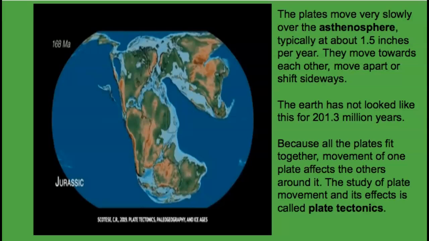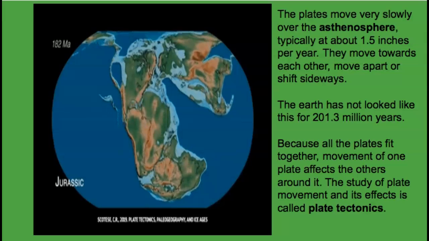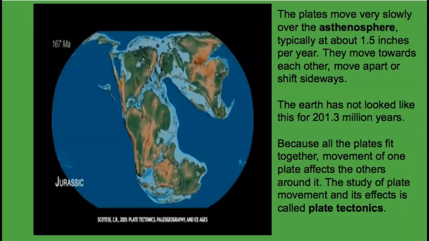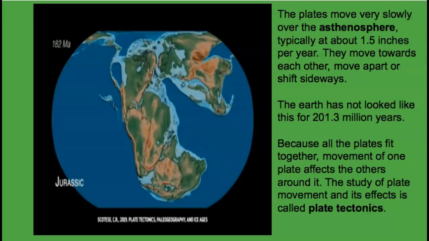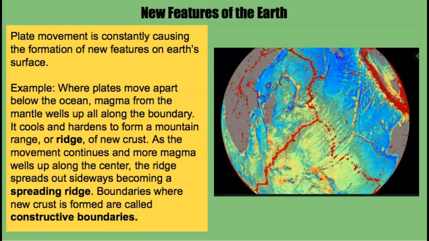Because all the plates fit together, movement of one plate affects the others around it. The study of the movement of these plates is called plate tectonics. So the movement of these plates cause new features on our Earth. It's constantly causing the formation of new features on the Earth's surface.